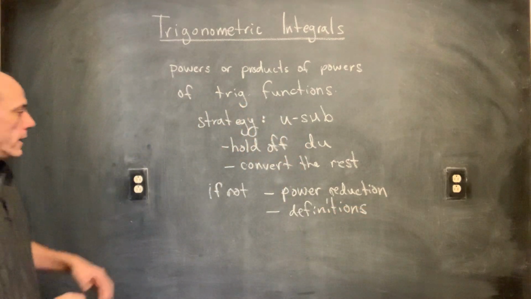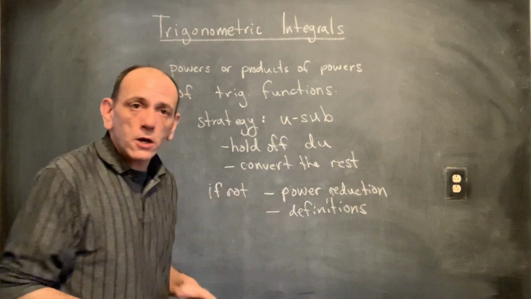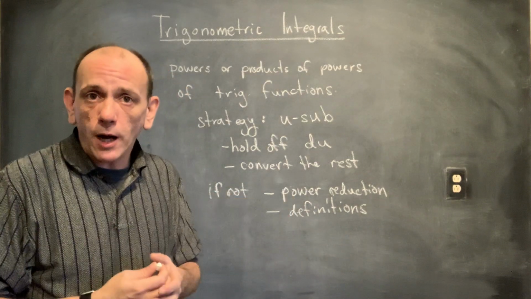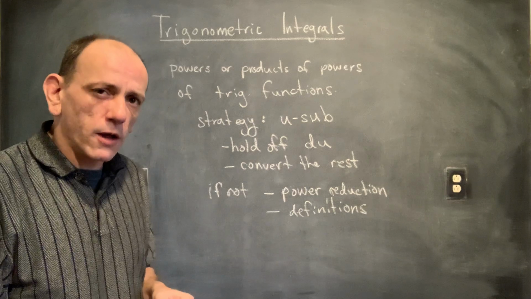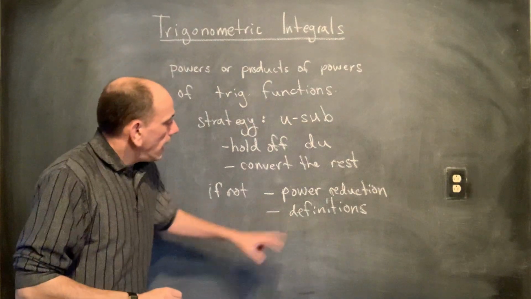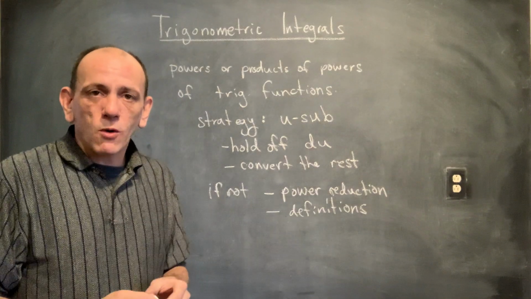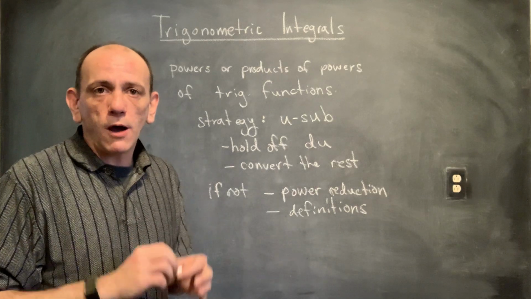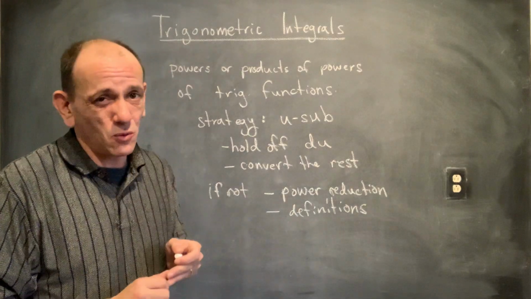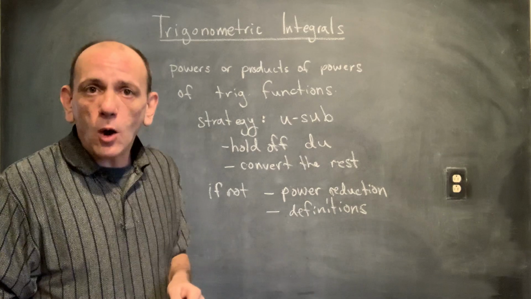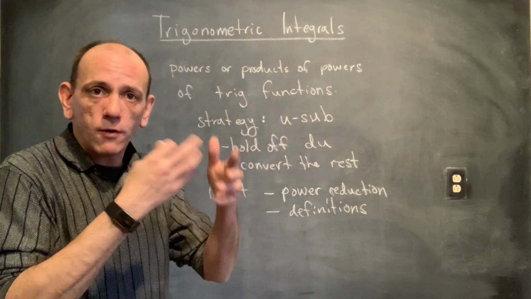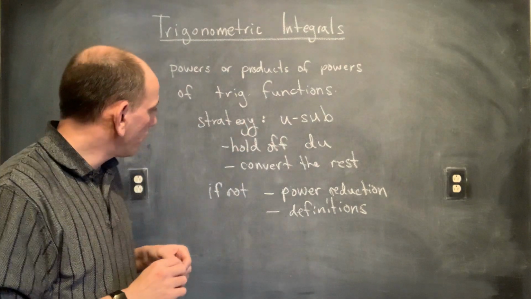So generally, the power reduction is going to come if we get stuck with even powers, particularly with sine and cosine. And otherwise, if we try to do our U subs, and see if we can hold off and convert anything, and it doesn't work, it might help us just to go back and convert stuff by definition.